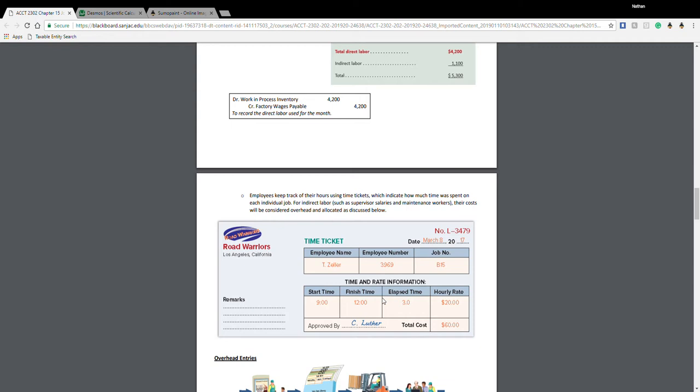For indirect, again, we know salaries, we know maintenance workers for the factory, so those we actually put in overhead. Remember, we have to know exactly if it's going to be indirect or direct. If they touch the product, if they work on it, direct. If they don't, and they just basically are there for the factory, one in a managing position to make sure everything's right, or basically our janitor for our factory, those are just simply indirect labor.